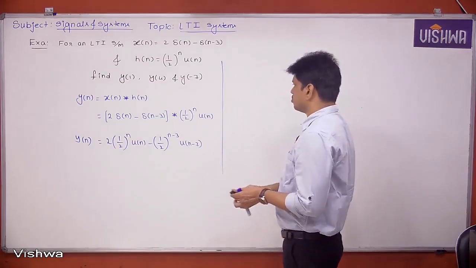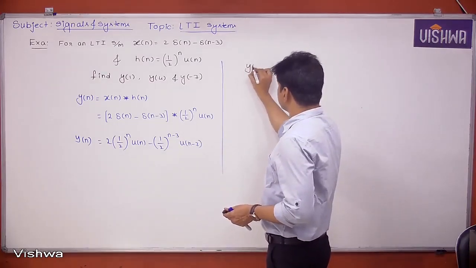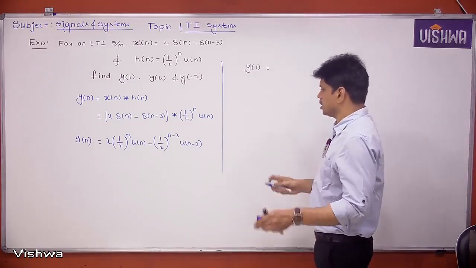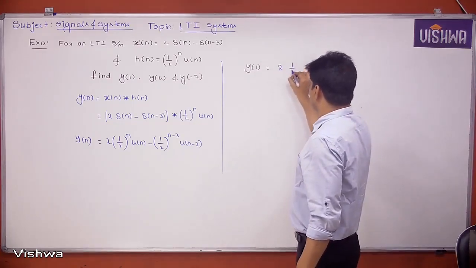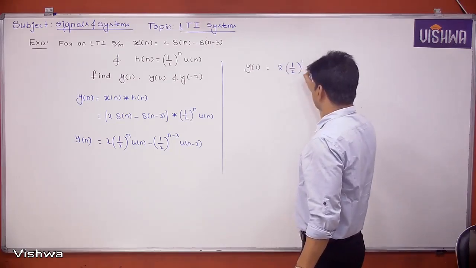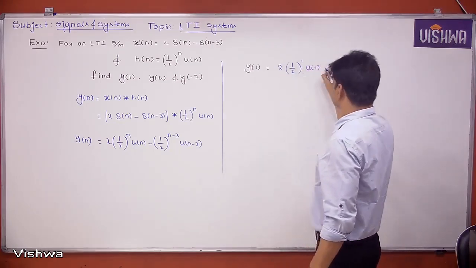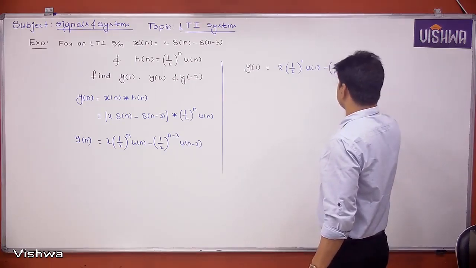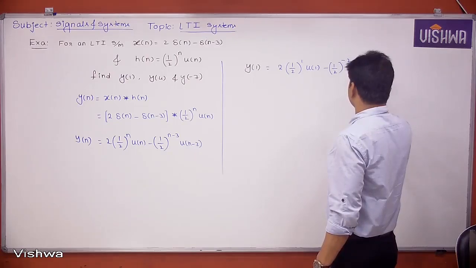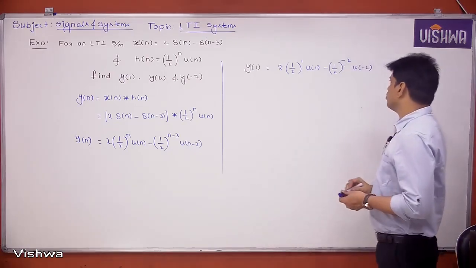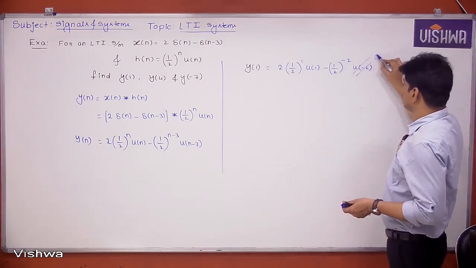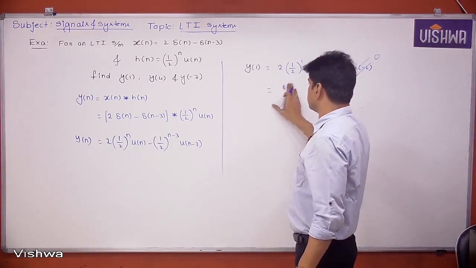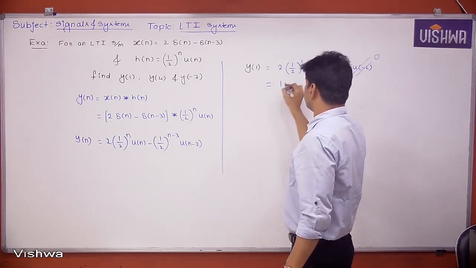y[1]: if I substitute n equal to 1, what is it going to be? 2 (1/2)^1 u[1] minus (1/2)^(1-3), that is minus 2, u[-2]. So u[-2] value is 0, u[1] value is 1. So finally 2 into 1/2, which is 1.